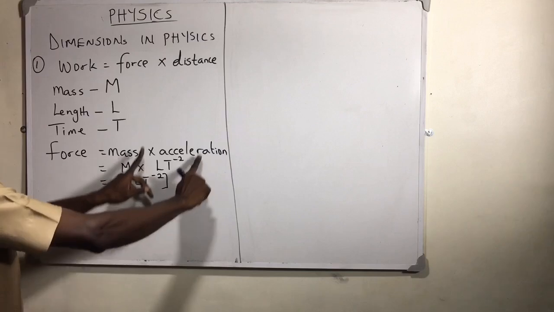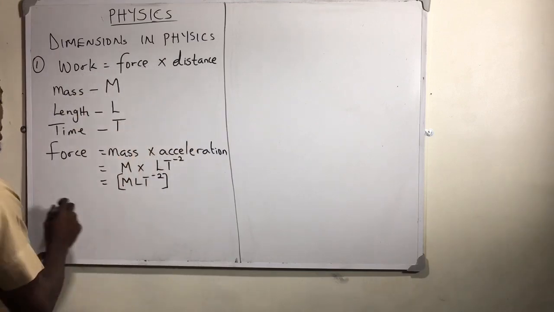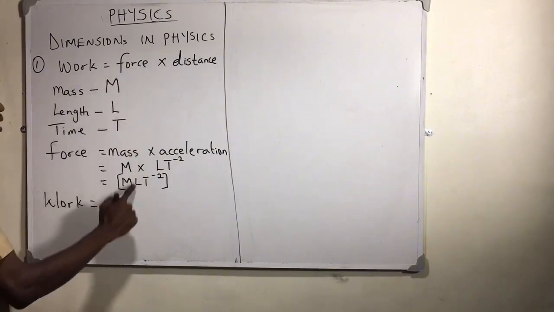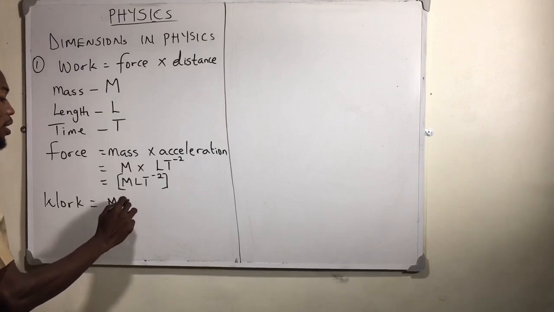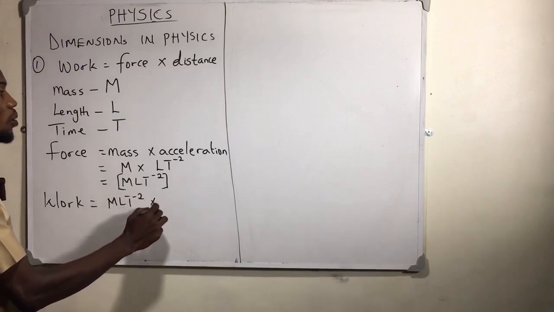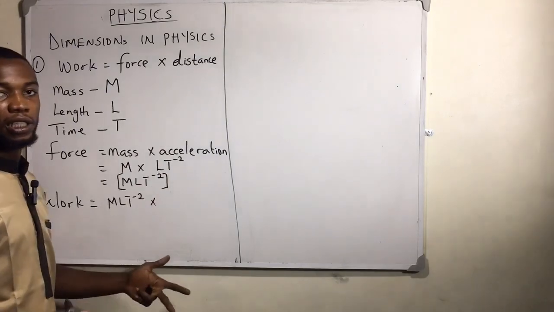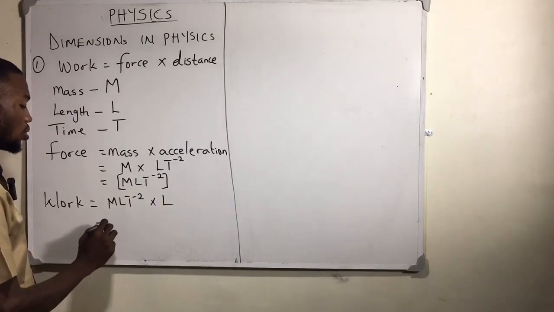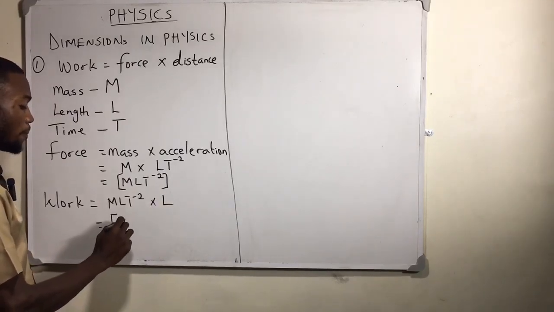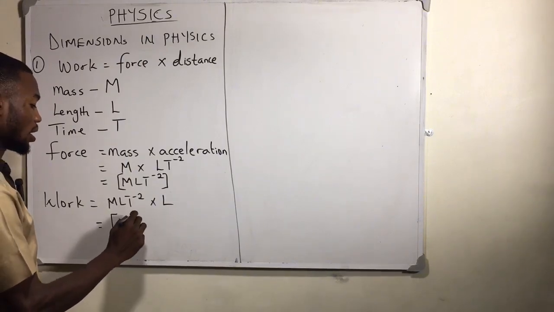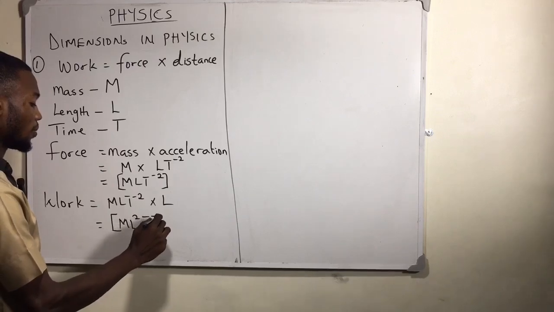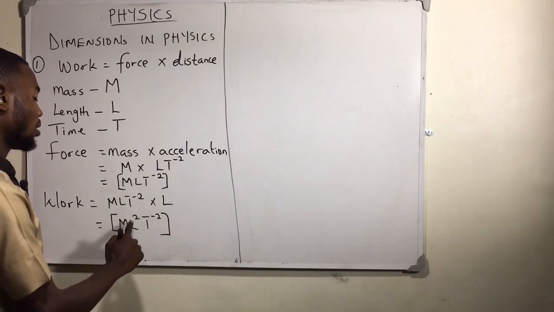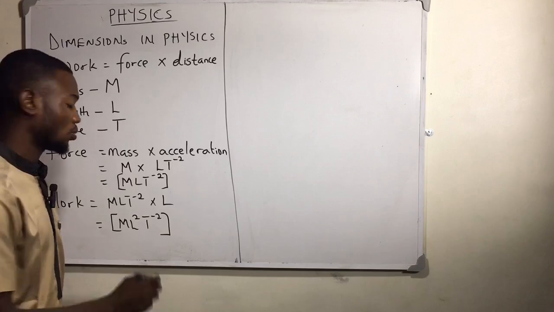Now, we have to bring the dimension down to that of force. Then we have our work as force, which has the dimension MLT raised to the power of minus 2, multiplied by distance. I told you we are talking about the interval between two places, so we represent it with L. Altogether, we have M, L times L, which is L squared, then T raised to the power of minus 2. So we have the dimension of work to be ML squared T raised to the power of minus 2.